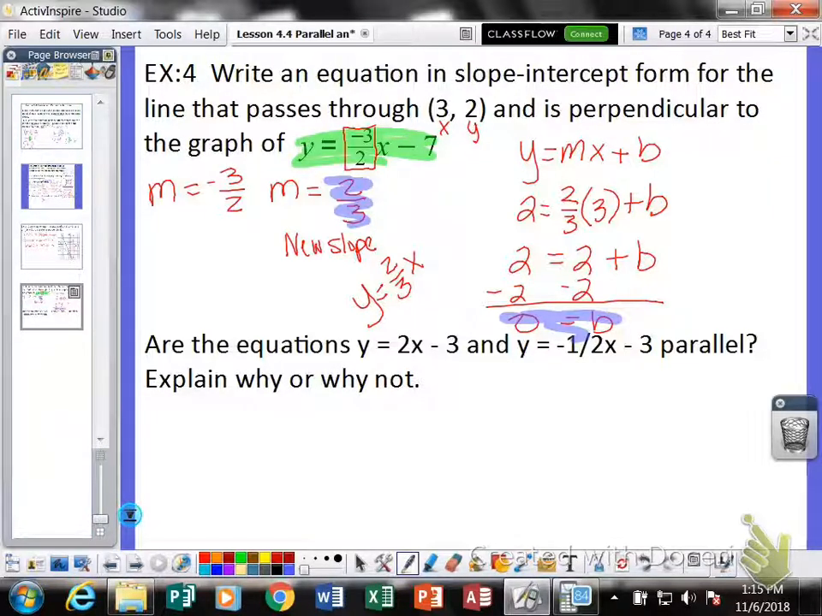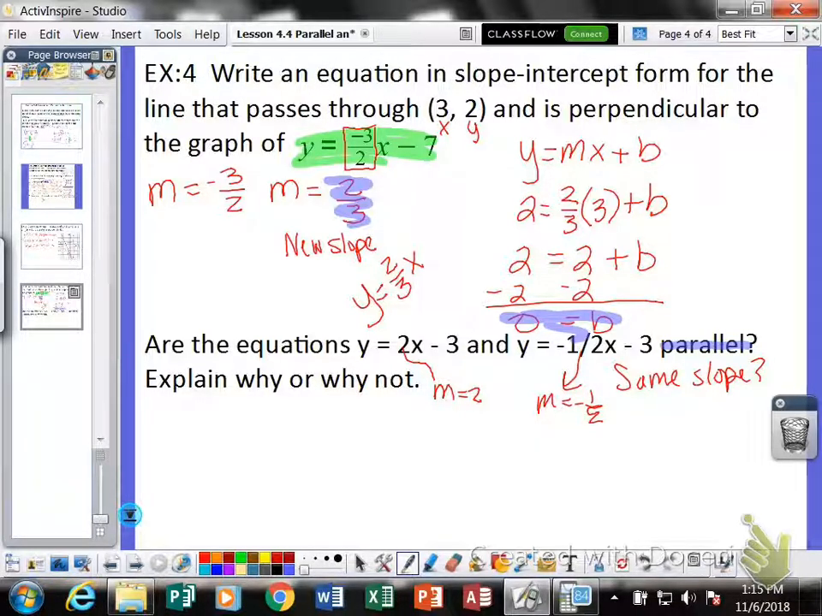Are the equations y equals 2x minus 3 and y equals negative 1/2 x parallel? Well, again, now we need to remember. Parallel lines have the same slope. So I need to look to see, do they have the same slope? So what is the slope of the first line? The slope of the first line, m equals 2. The slope of the second line is m equals negative 1/2.